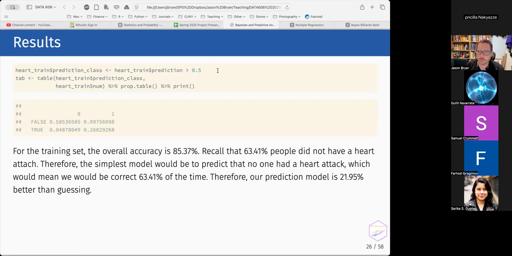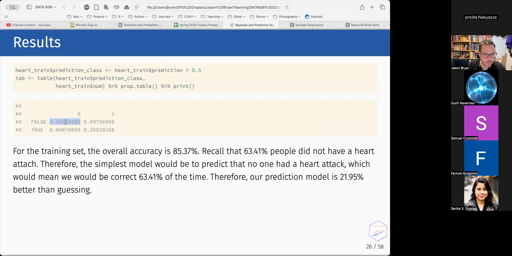If the value is greater than 0.5, I'm going to classify it as, yes, I think this person is going to have a heart attack. Less than 0.5, no. And what I have now is called a confusion matrix. The rows represent my prediction, and the columns represent what I actually see.